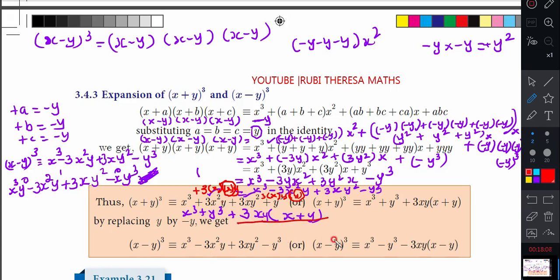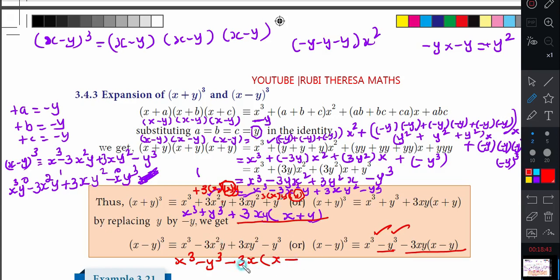Same way for minus. What is it? X cube minus y cube. Here x cube plus y cube. X minus y the whole cube means x cube minus y cube minus 3xy into x minus y. Except this first term, all the remaining terms are minus. This is minus and this is also fully minus. Understand? Same thing only. X cube minus y cube. Here, what is common? Minus 3xy. What is remaining here? X is remaining.